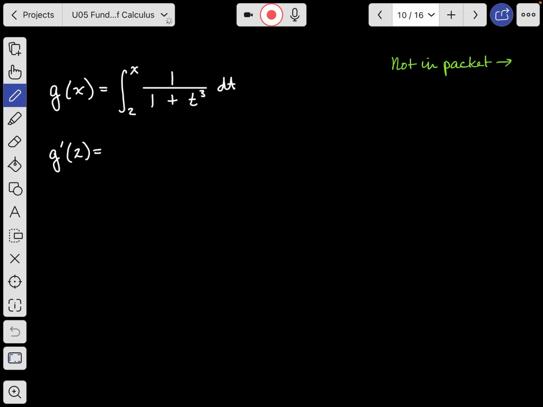Okay, let's take a look at some problems. These are not in your packet, so you might want to just stop and take a minute to write them down. G of x is the integral from 2 to x of 1 over 1 plus t cubed dt, and it says to find g prime of 2. So it's wanting you to find the derivative of this integral and evaluate it at 2. Well, the derivative of the integral is just the function evaluated at the upper limit times the derivative of the upper limit. So in this case, I'd have 1 over 1 plus x cubed. Now we need to evaluate it at 2. And so that would actually just be 1 over 1 plus 2 cubed. 1 over 1 plus 8 is 1/9.